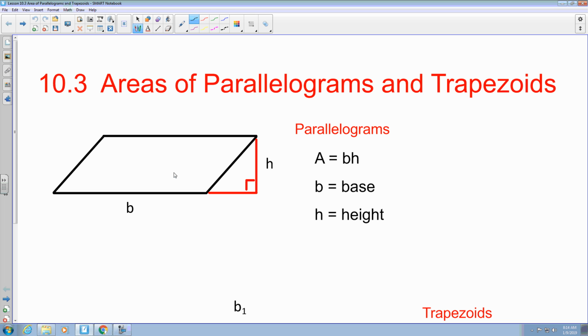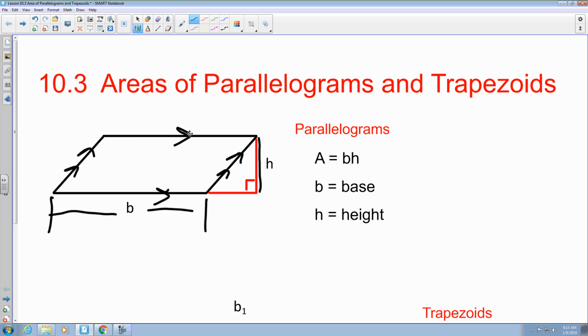If we recall from 10.2, we said that a parallelogram was a quadrilateral that had two sets of parallel sides. So we've got parallel sides here, and we have another set of parallel sides there. When you identify that you have those two, then we can go about finding the value of the base, which is the distance from here to here. And then you can find the height, which is the distance from here to here.